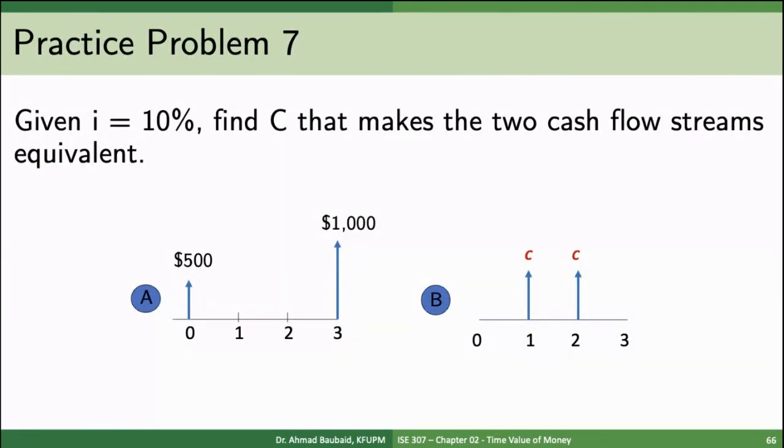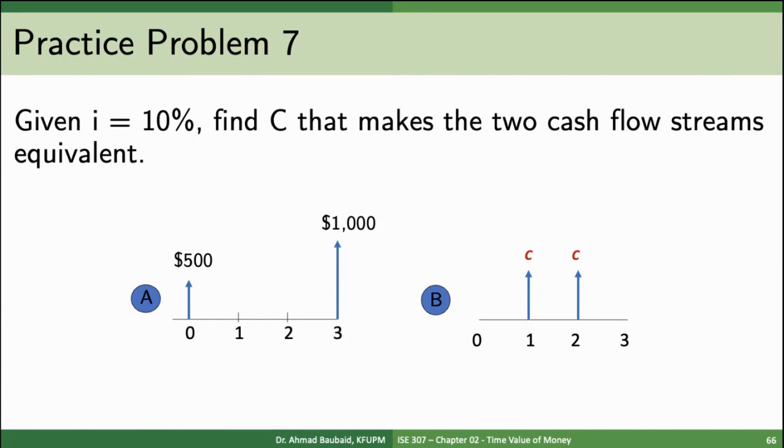Okay, here's another problem. I'll go through this in a little bit more detail because this is a new twist. Also, you'll see a problem like this in the homework. Here you're given an interest rate of i equals 10%, and you're given two different cash flows. At least they look very different. One has $500 today, $1,000 3 years from now. The other one has two unknown payments at years 1 and 2, both with value C.